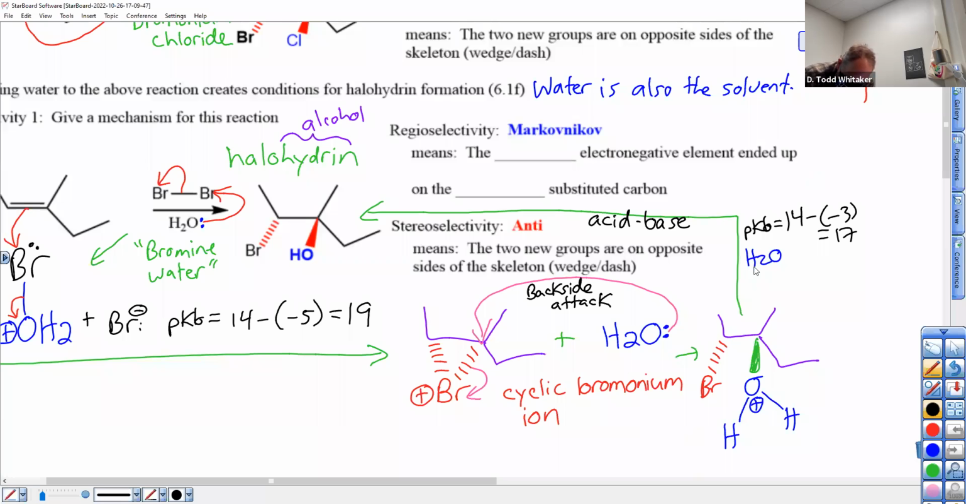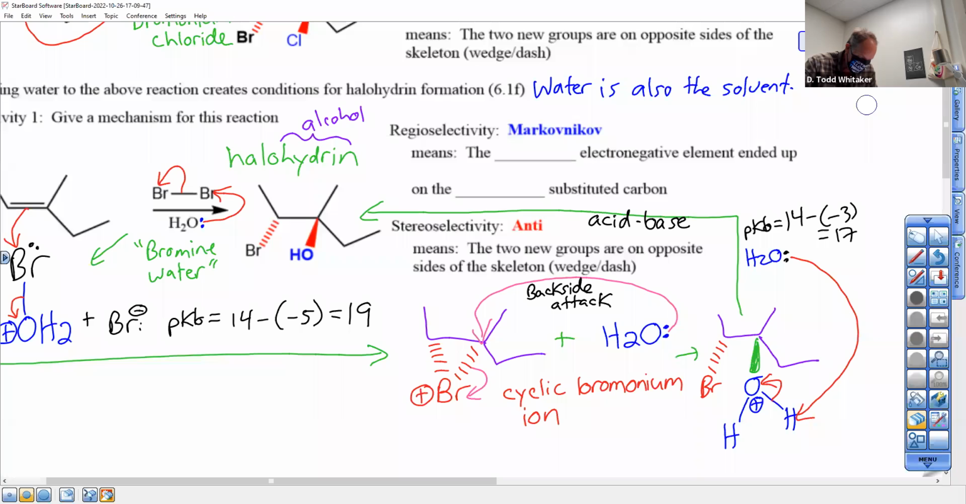Does that mean this is going to be the first semester that nobody uses Br minus as the base by mistake? I hope so. There we go. And you made your vicinal halohydrin. I didn't use the word vicinal yet, so let's just pretend it's a halohydrin for now. I'm saving the word vicinal maybe for Wednesday.